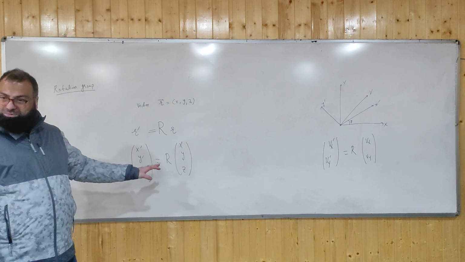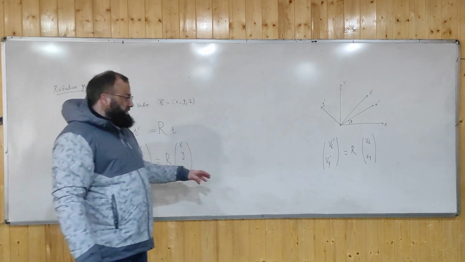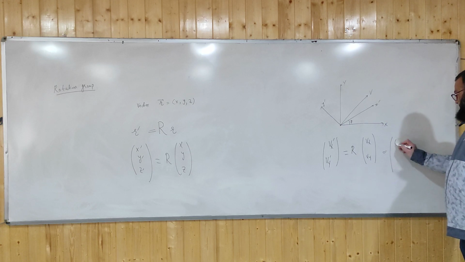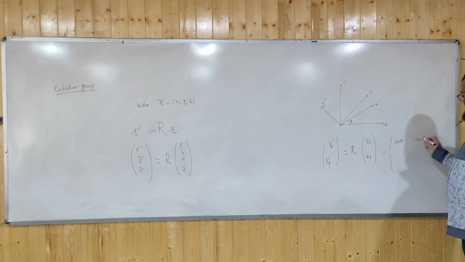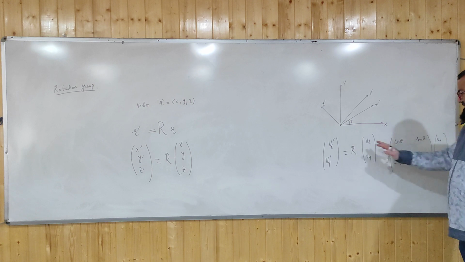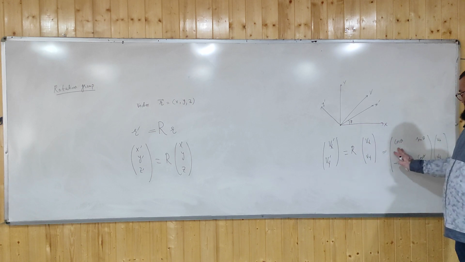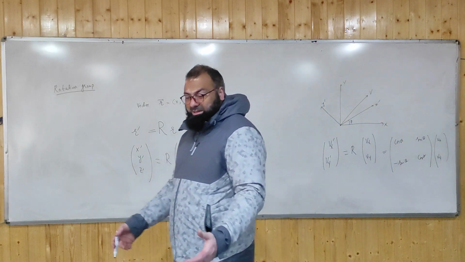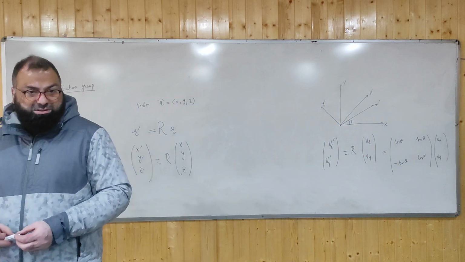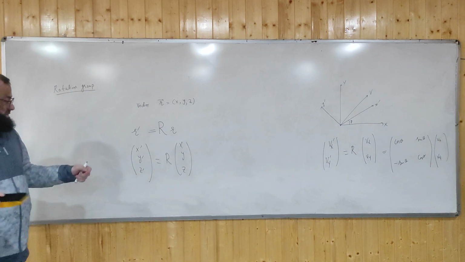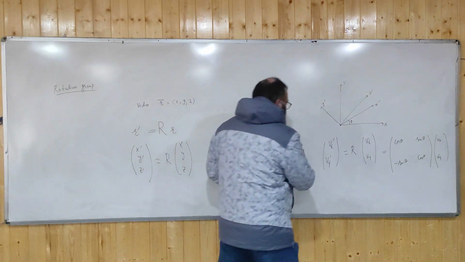We need to figure out what the properties of this R are. I have not specified yet what R is. If you see, R is simply cosine theta, sine theta, minus sine theta, cosine theta. So Vx prime is equal to Vx cosine theta plus Vy sine theta, and so on. This R you know: it is the rotation in the xy plane about the z axis. Got it?